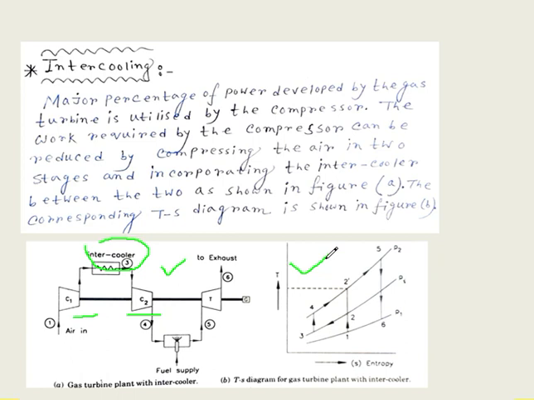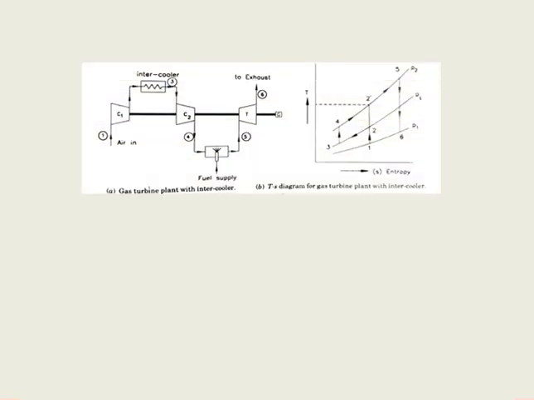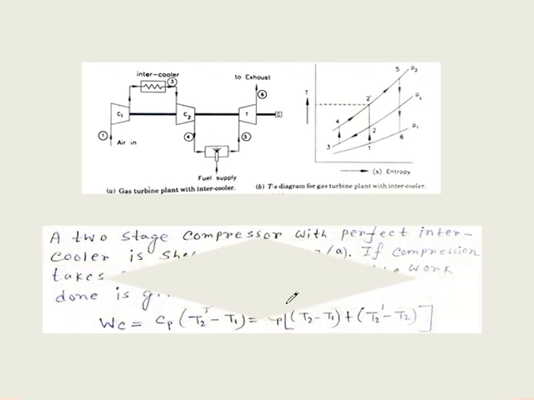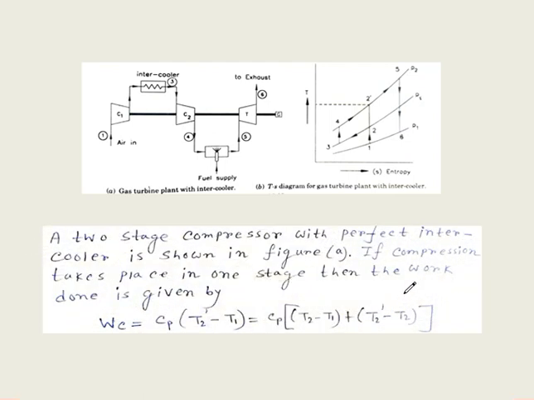The compression is performed in two or more stages, but between two stages there is an intercooler where cooling takes place at constant pressure to increase the net work of the gas turbine by saving some compression work. A two-stage compressor with perfect intercooler is shown in this figure.